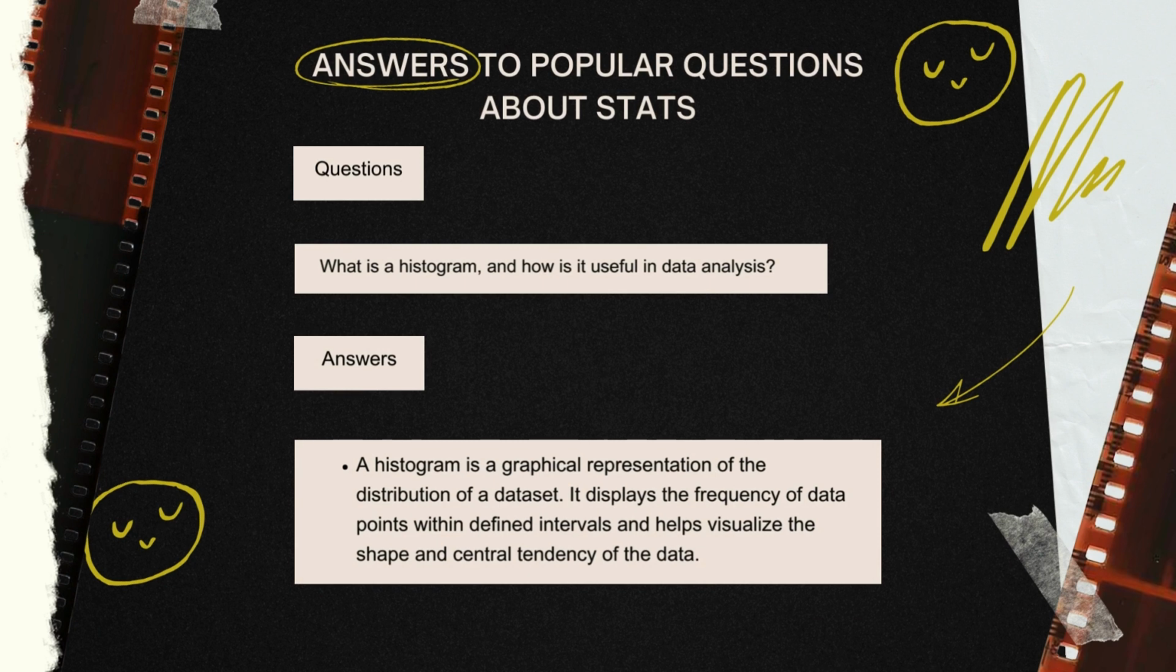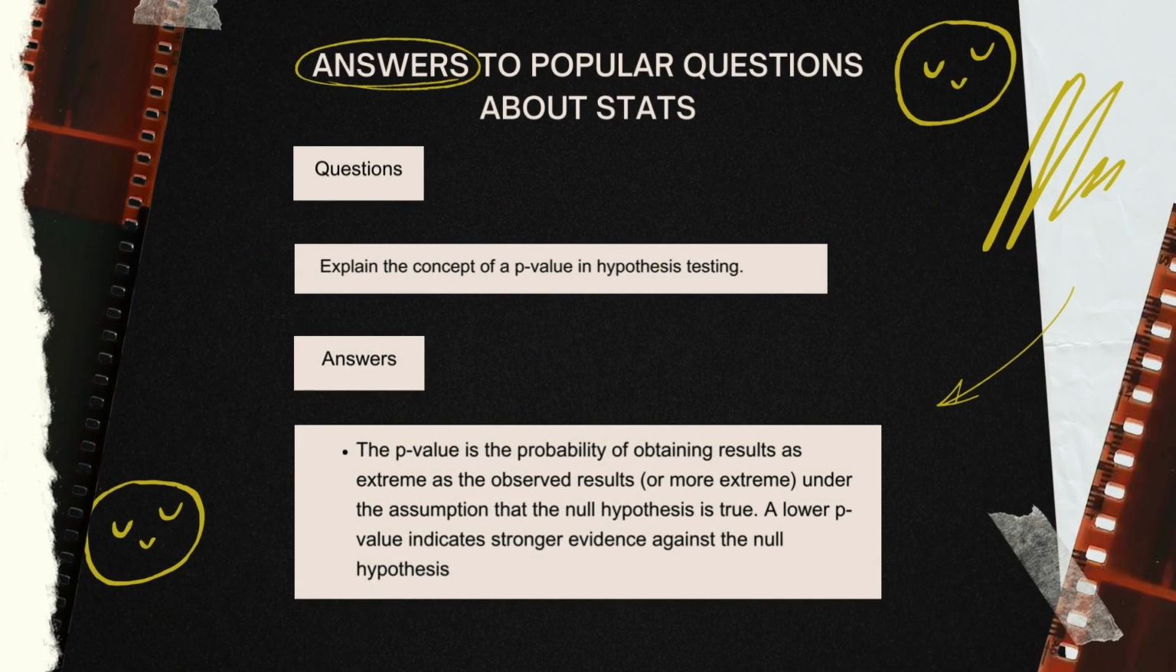Question: What is a histogram, and how is it useful in data analysis? Answer: A histogram is a graphical representation of the distribution of a dataset. It displays the frequency of data points within defined intervals and helps visualize the shape and central tendency of the data.